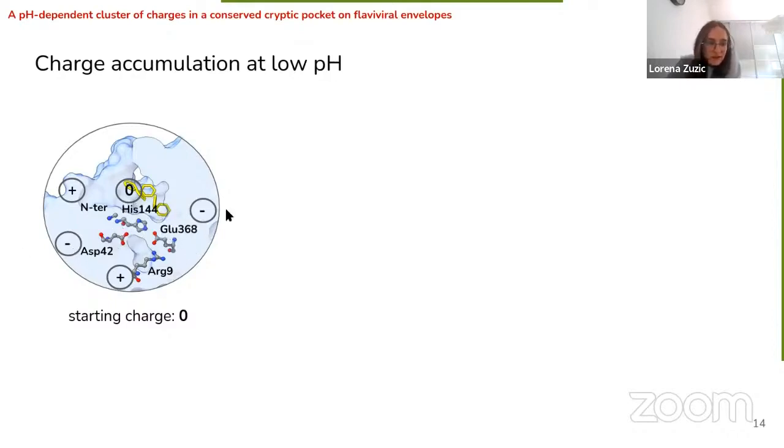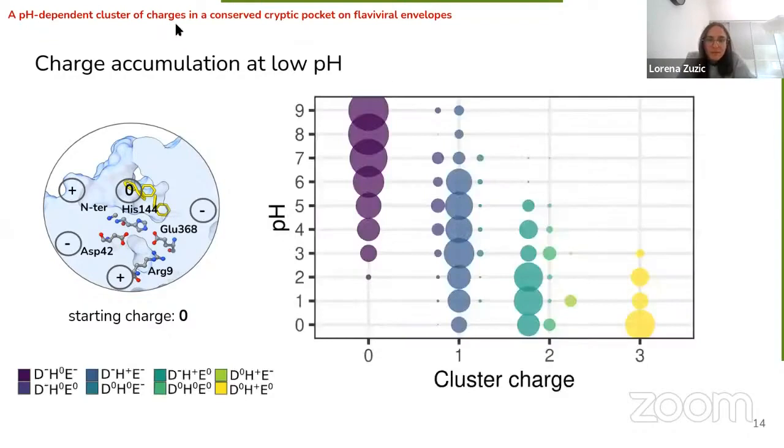This is the starting charge, where these two are negative charge, this is 0, so in total you have 0. And the cluster seems to be fairly stable. They seem to be interacting with each other and forming this tight unit. So if you then look at all the constant pH simulations, you can relate your pH value versus the charge of the cluster.